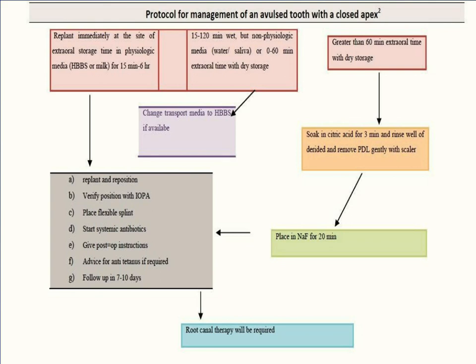If the extraoral dry time is greater than 60 minutes with dry storage, soak it in citric acid for 3 minutes, rinse well, debride and remove the PDL gently with a scaler. Again place the cleansed avulsed tooth in sodium fluoride solution for 20 minutes and follow the common protocol. At a later date, after assessing the vitality of the pulp, root canal therapy may be required.